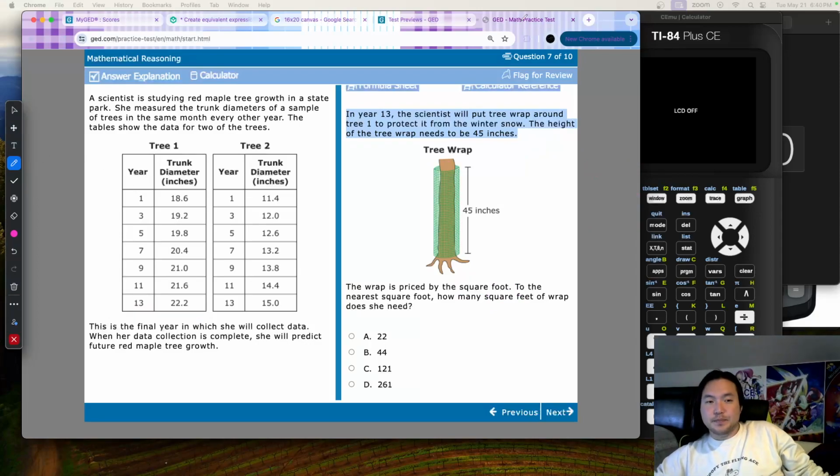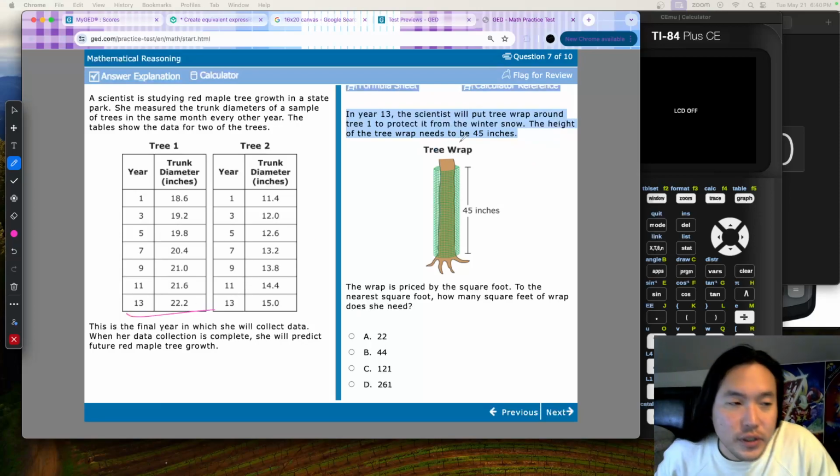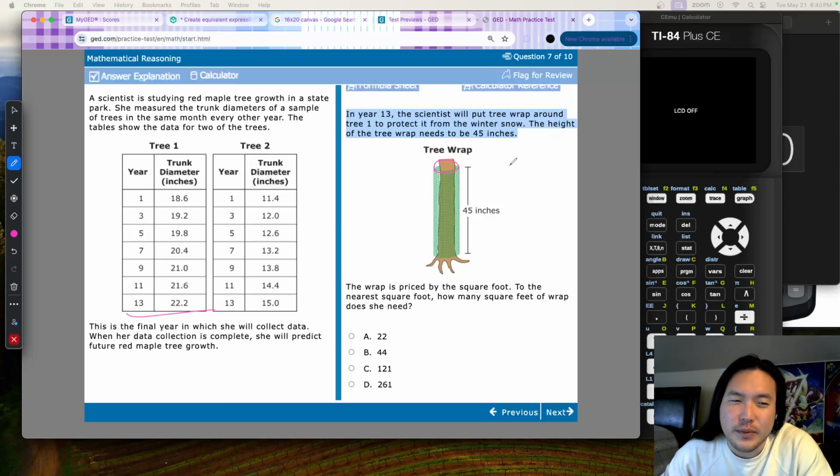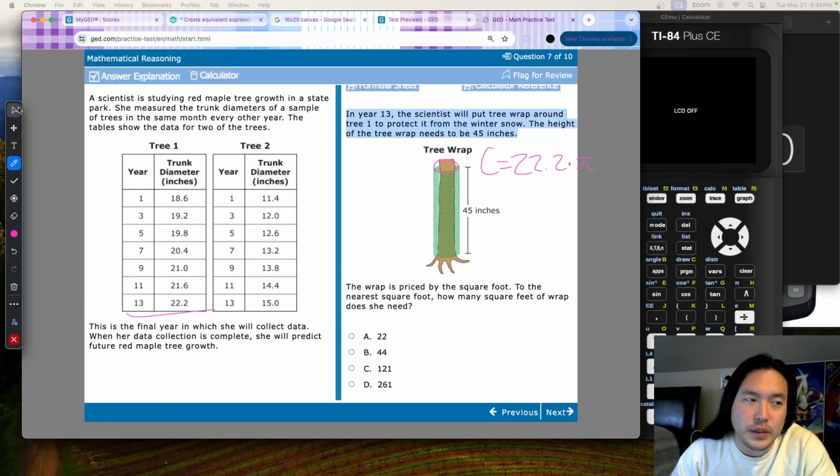Let's try this one together. At year 13, the diameter of the tree trunk is 22.2 inches. Hopefully you realize we need to calculate the circumference of the tree. The circumference of the tree is going to be equal to 22.2 times pi. So let's go ahead and do that.